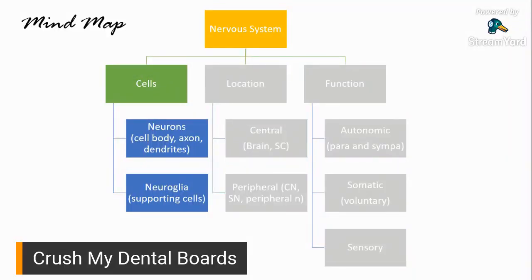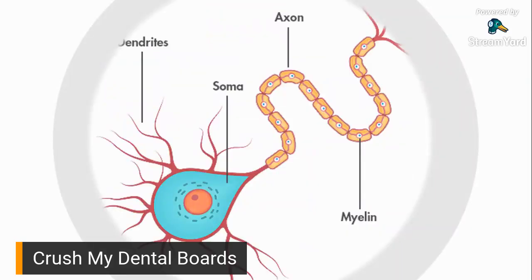Okay, so let's talk about cells. What are the different cells that are involved in the nervous system? Again, this is a review, so I hope you guys are able to follow.